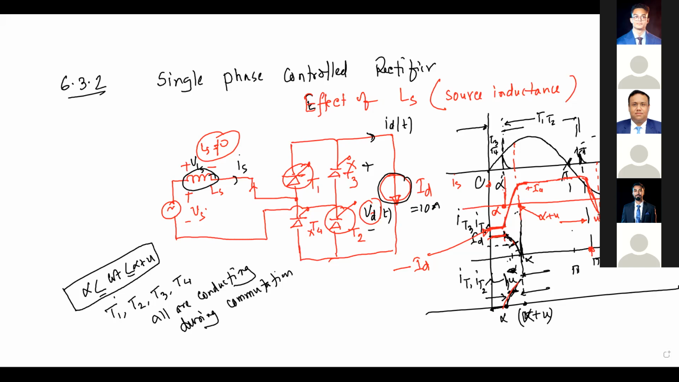So now we want to find out the expression of U, and also we want to find out what will be our output voltage waveshape. So 0 to alpha, okay, let me use another color. This will be like this.